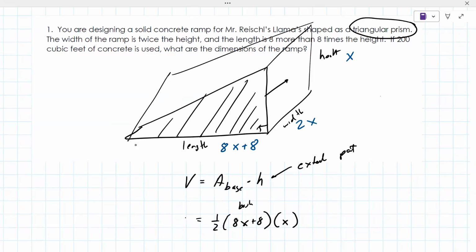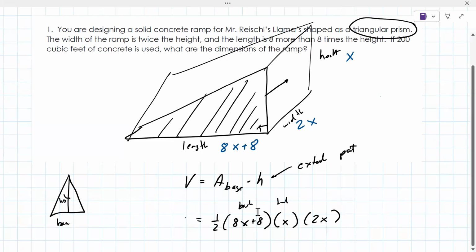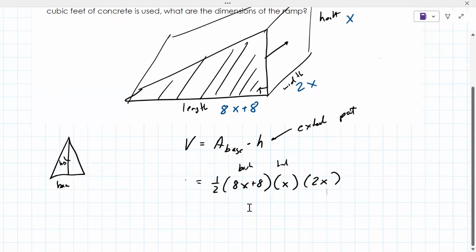That's sort of the base times the height of the triangle. And then the extended amount is the 2x. Got it. Is that okay? Yeah. All right. So then you do have to multiply in everything here.